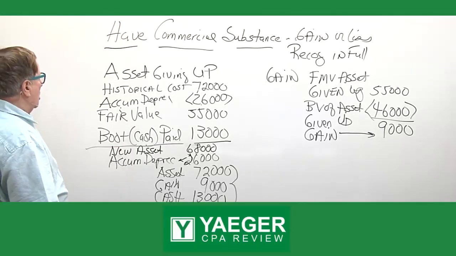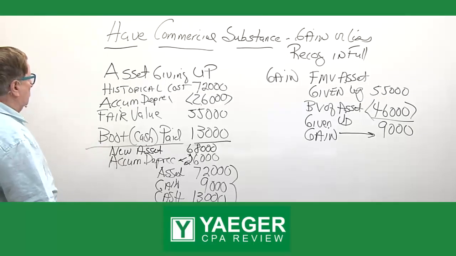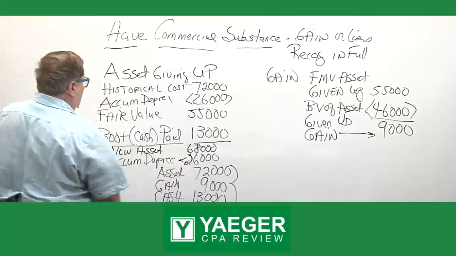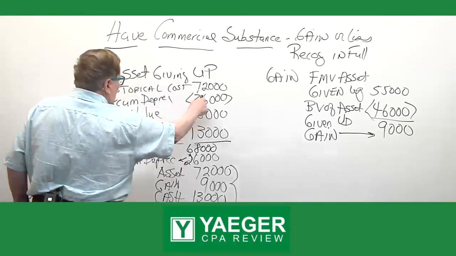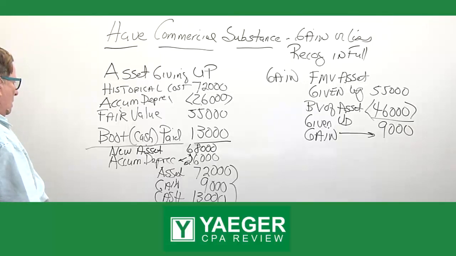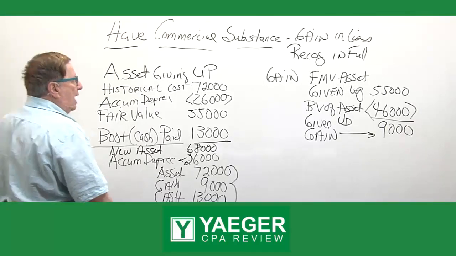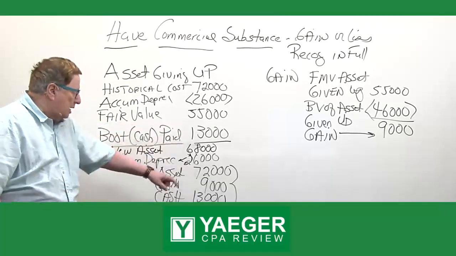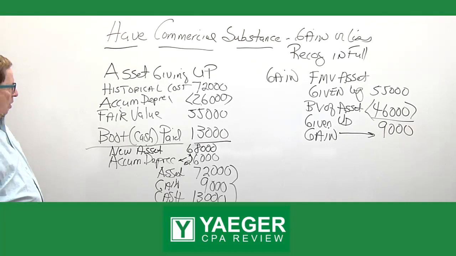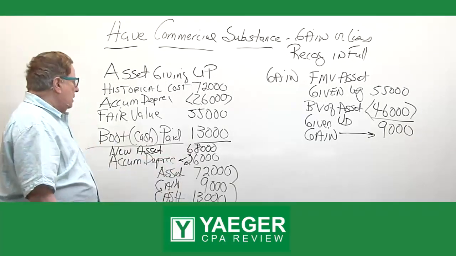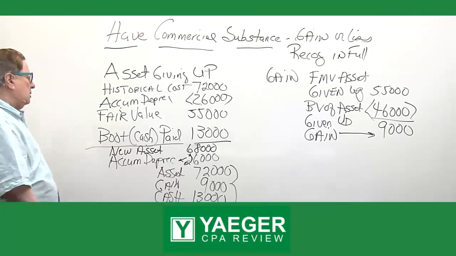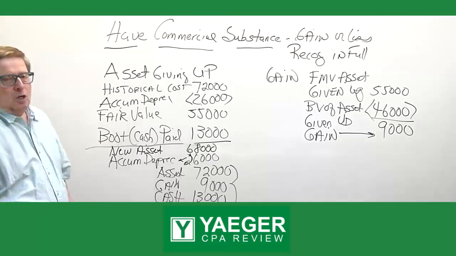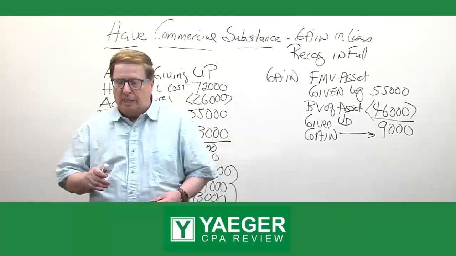Then you prepare the entry. You're giving up the accumulated depreciation, so debit that. You're giving up the asset of $72,000, and you're going to credit the gain of $9,000. You're paying cash, so you credit cash $13,000. Then we compare our debits to our credits, and we need a debit to make the entry balance. Whatever we need to make the entry balance is the plug figure, which is the value of the new asset.